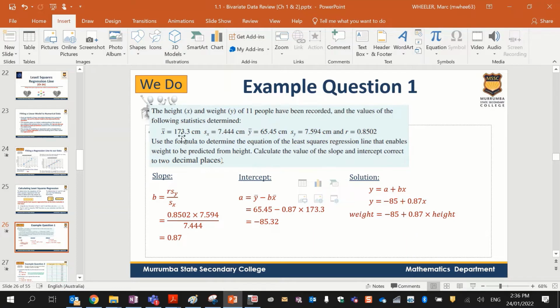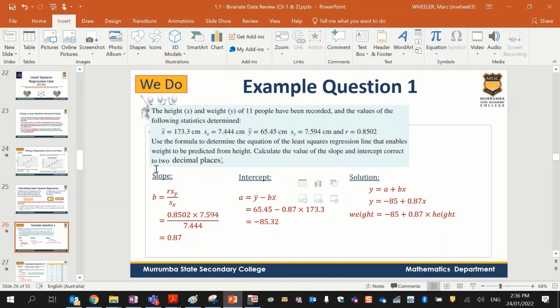So here's an example where they've actually already worked out what the X mean is, the standard deviation of the X's, the Y mean, the standard deviation of the Y, and the correlation coefficient. So now we're going to use the formula from the previous page to determine the least squares regression equation.